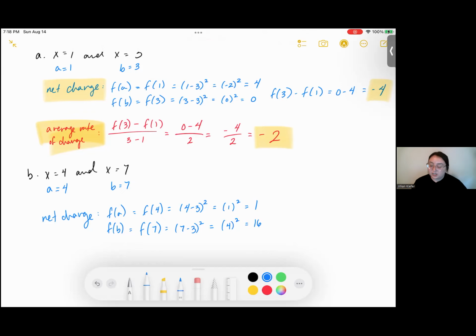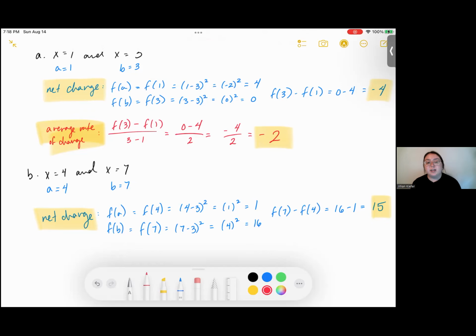So our net change formula, f of b minus f of a, we've got f of 7 minus f of 4, my bad, f of 4, there we go. f of 7 was 16, f of 4 was 1. So the net change is 15. All right, so now we know our net change. We want to compute the average rate of change.